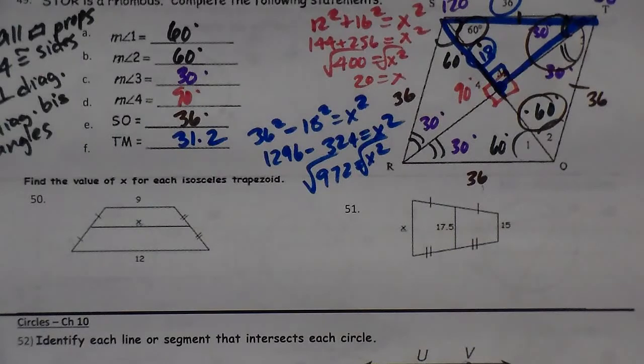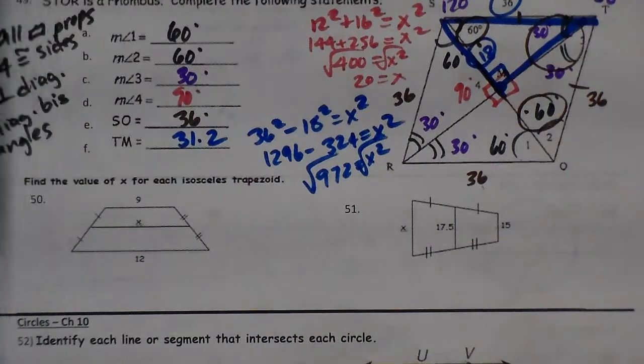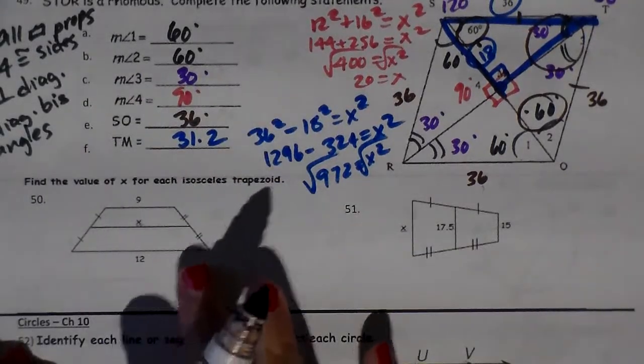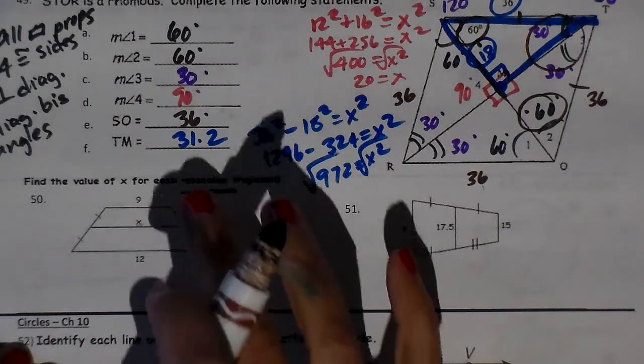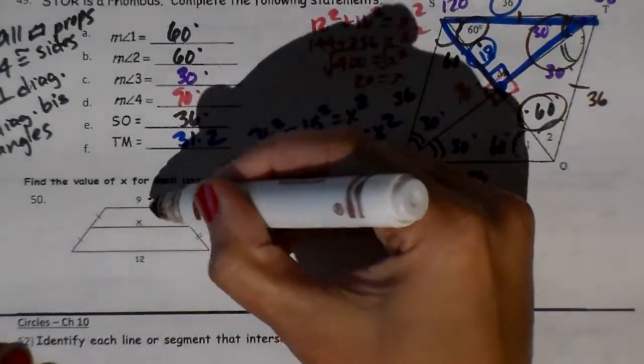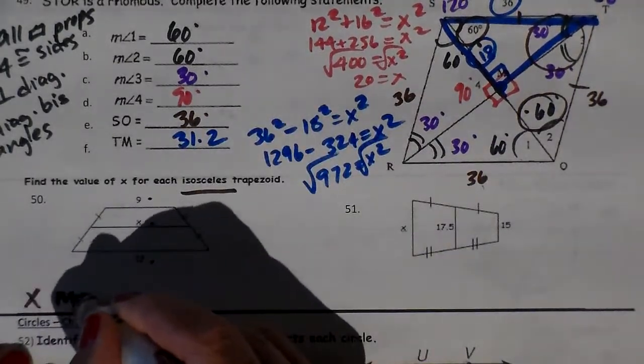So we'll get that one put up, and then I'll do trapezoids in the next video because I'm running out of battery. Or I can actually try it real quick. Let's see if we can get the trapezoids in there. The trapezoids are isosceles, which means that the legs are congruent. Now, I have 9, x, and 12. This is called the mid-segment. X is the mid-segment of the trapezoid.